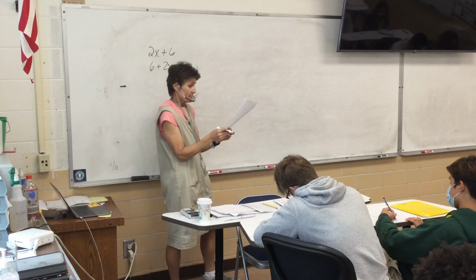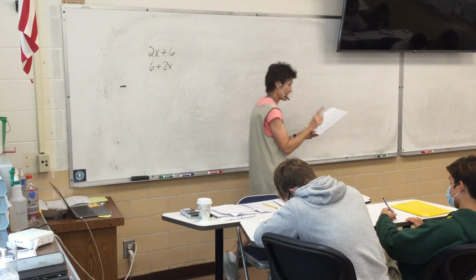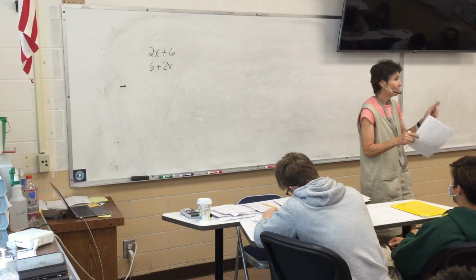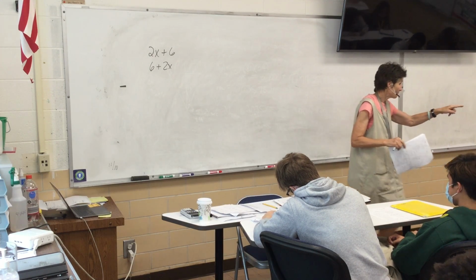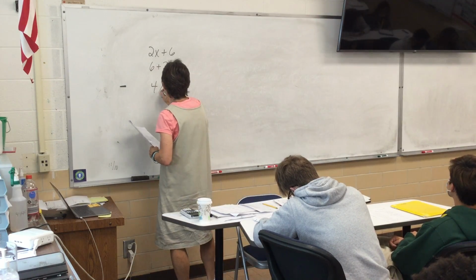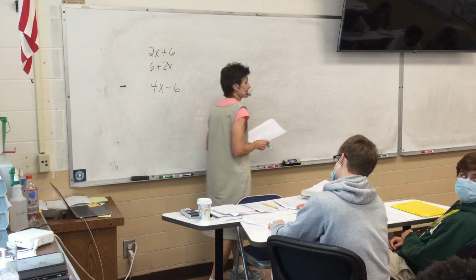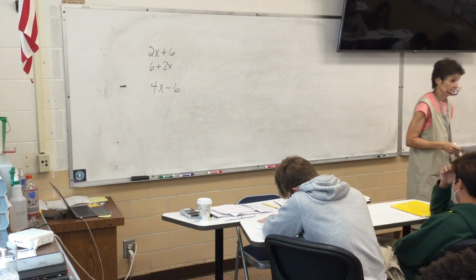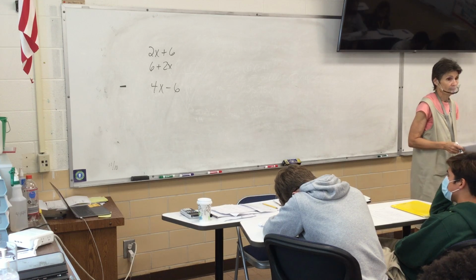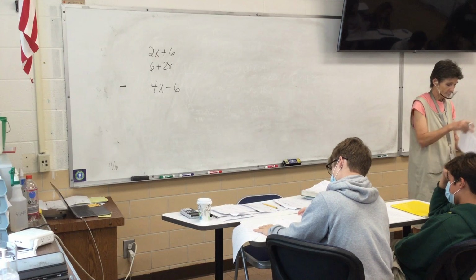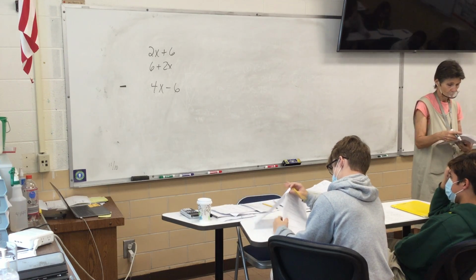Beautiful. 6 less than 4 times a number. Now the order matters. What did you say? 4x minus 6. Beautiful. 4x minus 6. When it's 6 less than, guys, it's got to be at the end. Got to be minus 6. Okay? So far, this is simple. Let's see what's next.